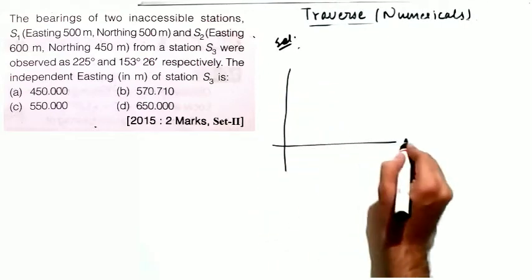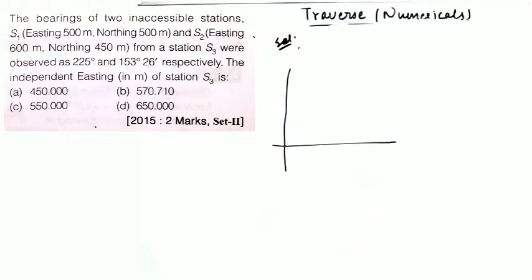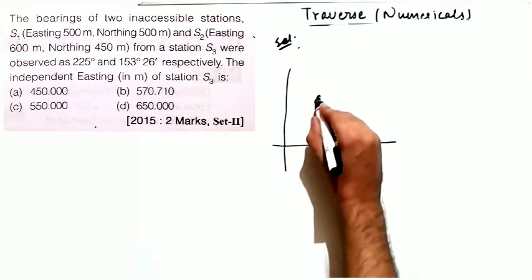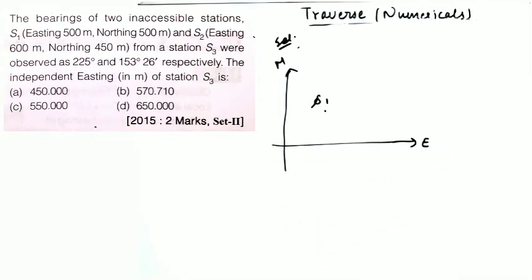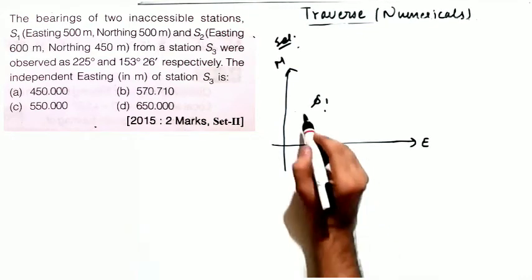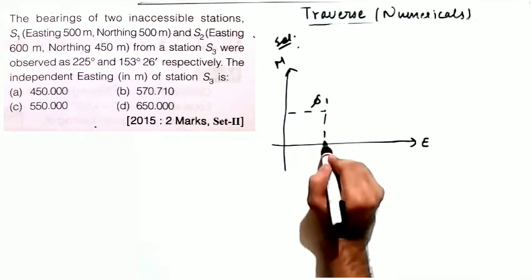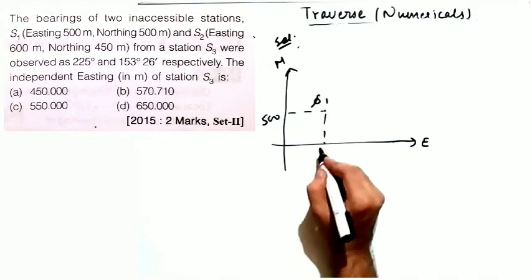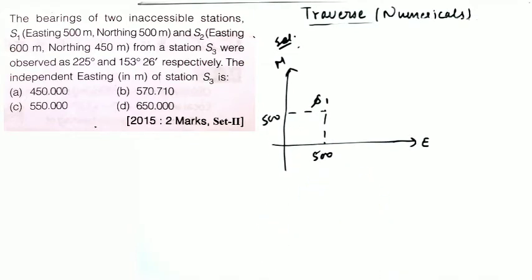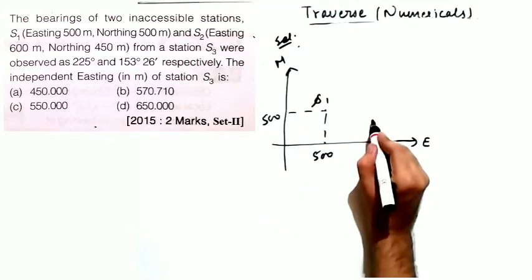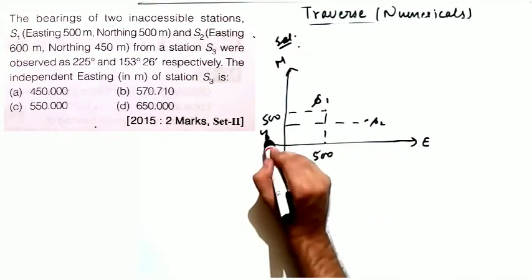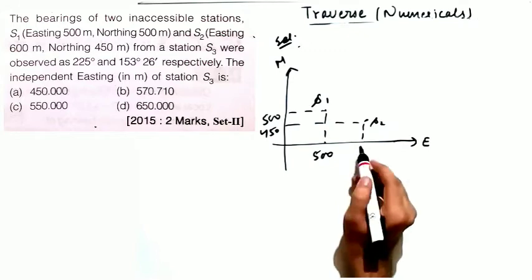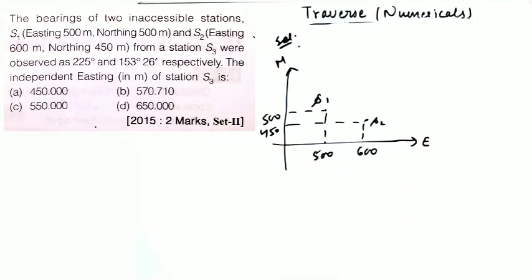Let us make the diagram. This is S1. This is northing and this is easting. The northing and easting of S1 is 500. This is 500 and this is also 500. Now for station S2, this is S2. The northing is given as 450 and the easting is given as 600 meters.